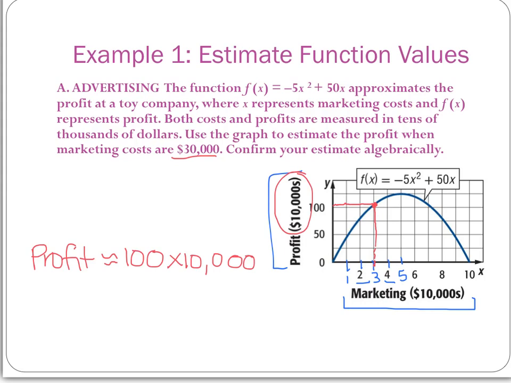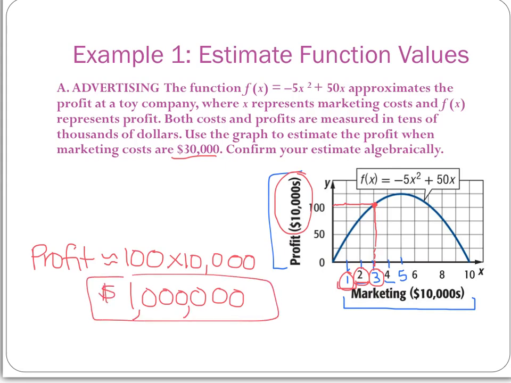Just like 1 represented $10,000 and 2 represented $20,000, we would have multiplied each of these numbers by 10,000. The same thing happens on the profit. If I multiply 100 by 10,000, I get 1 with 6 zeros, which means that the profit is $1 million.